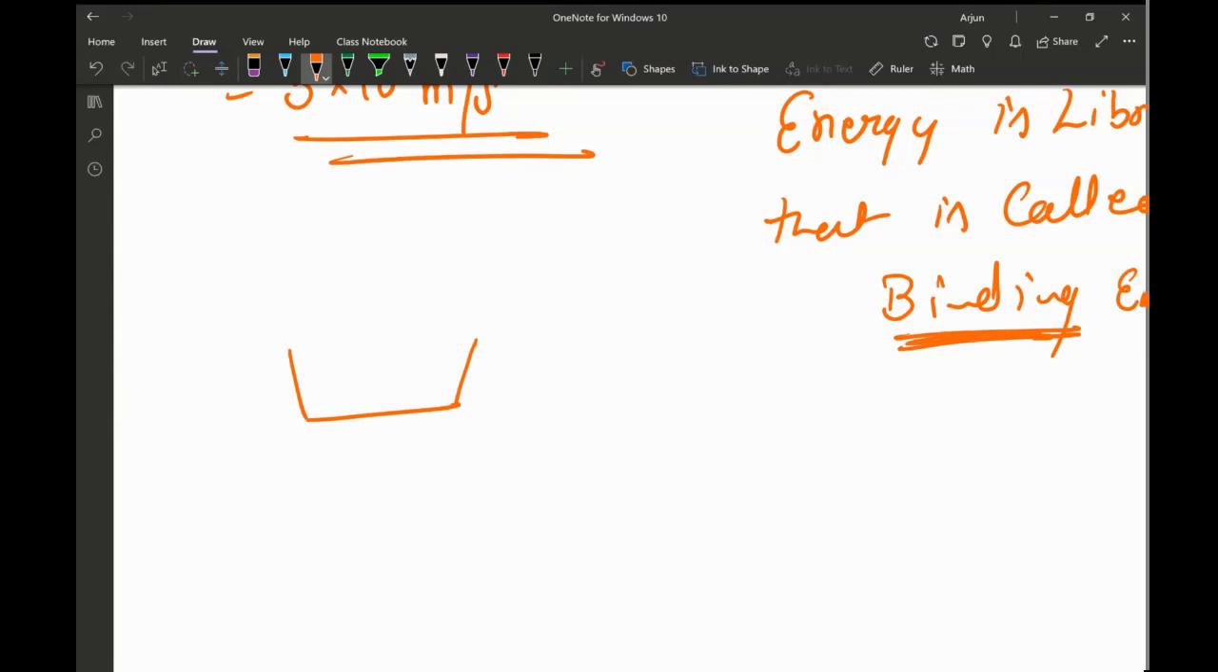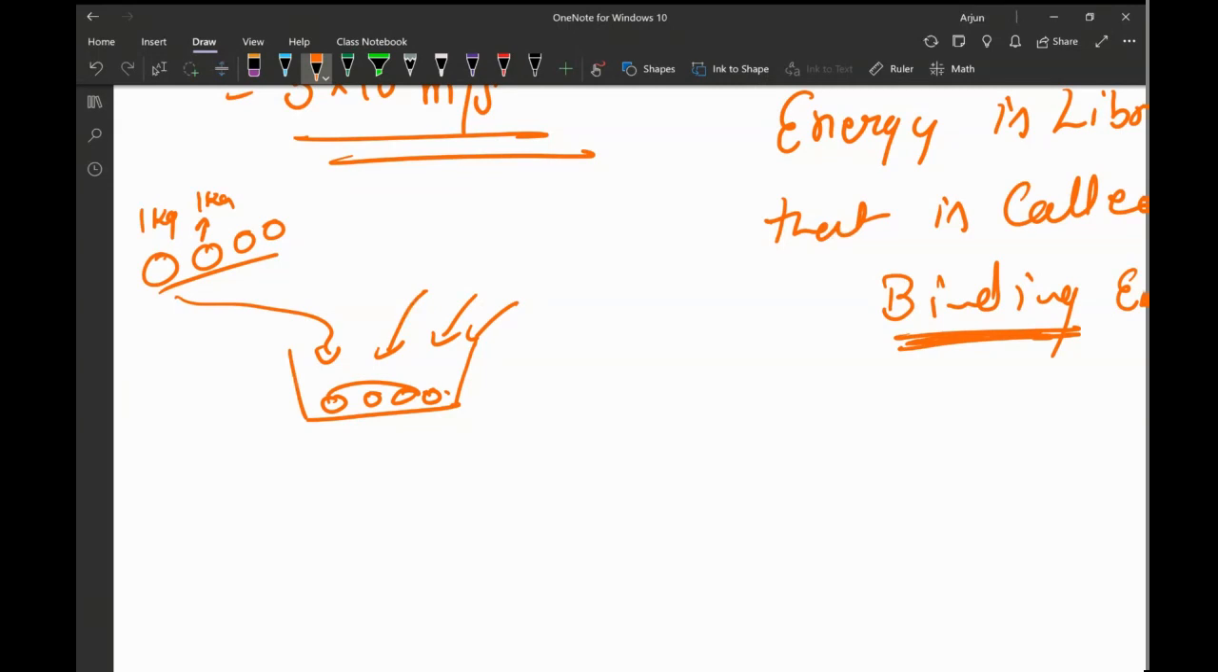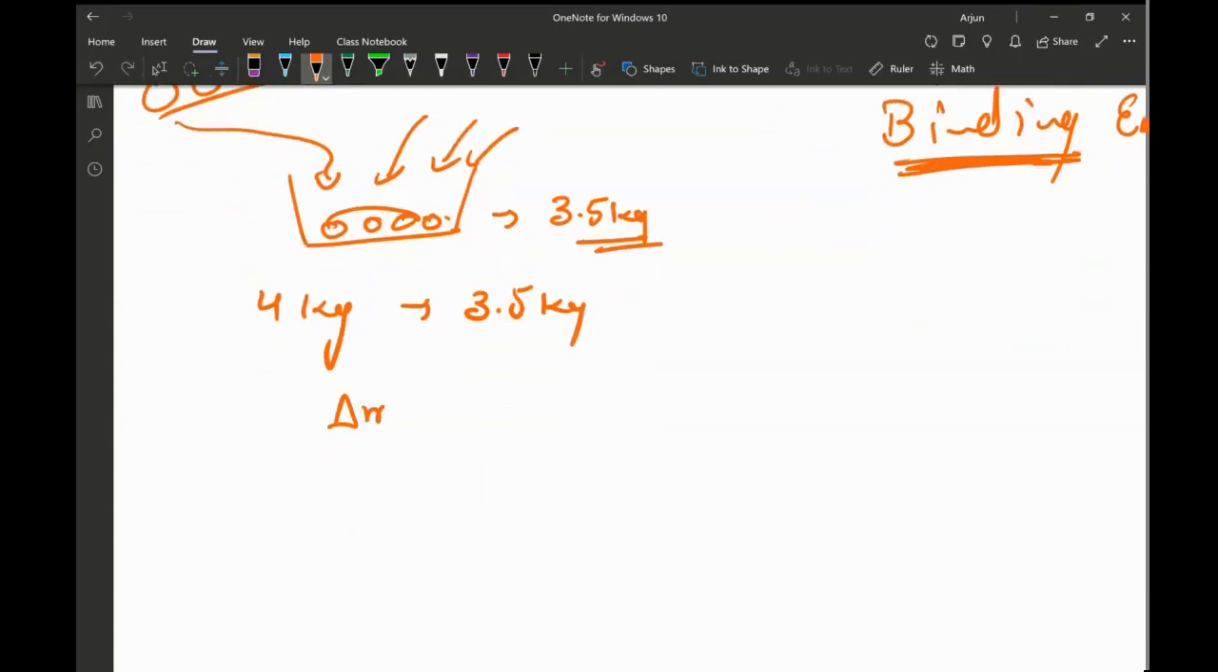Let's say I have a container and I have 4 apples here, 1, 2, 3, 4. I'm going to throw these apples in this container, and let's suppose the mass of each apple is 1 kg, so the total mass, once they come together, should be 4 kgs. But all of a sudden, when you throw them in this basket, you measure the mass as 3.5 kgs. So what's happening? There is some loss of mass. Earlier the total mass should have been 4 kgs, but you measure it as 3.5 kgs. So there is a loss of mass. How much? Delta m is equal to 0.5 kgs.